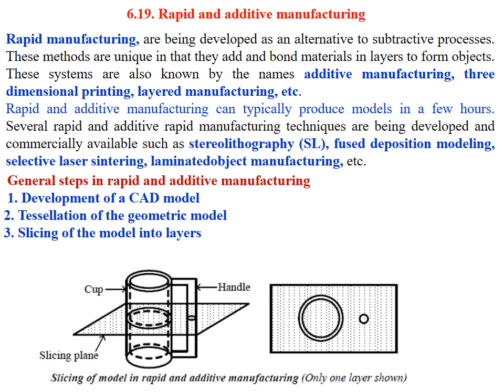Translation is a piecewise approximation of the surfaces of the 3D CAD model using a series of triangles. The common translation format used in rapid prototyping is called STL, or Standard Triangulation Language. The third step is slicing of the model into layers. In this step, the model in STL file format is sliced into closely spaced parallel horizontal layers.